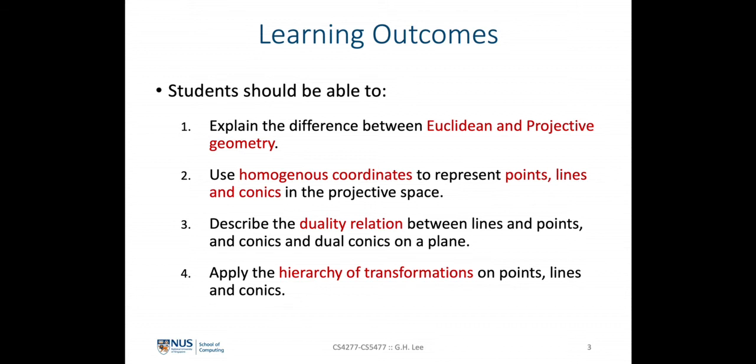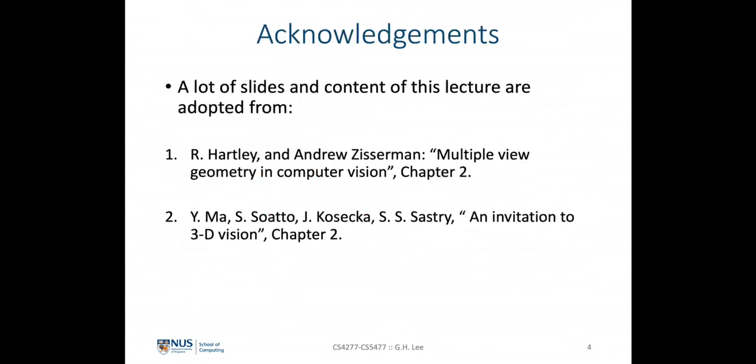In particular, we'll use homogeneous coordinates to represent points, lines, and conics in the 2D projective space in today's lecture. We'll also look at the duality relationship between lines and points, and conics and dual conics on a 2D plane. Finally, we'll apply the 2D hierarchy of transformation on points, lines, and conics in today's lecture.